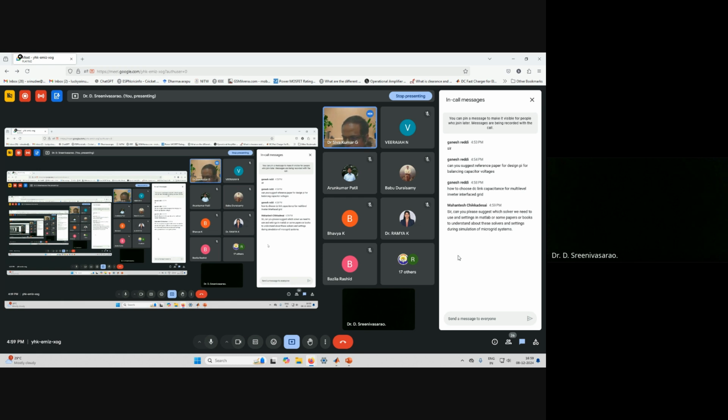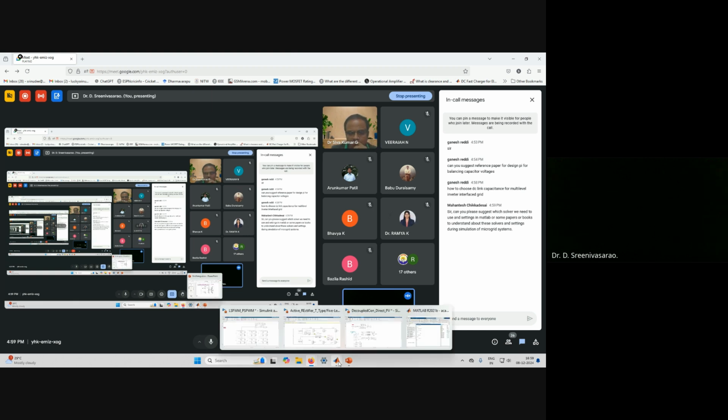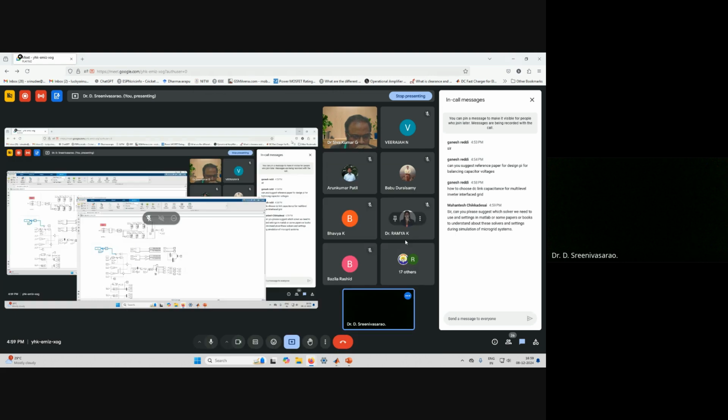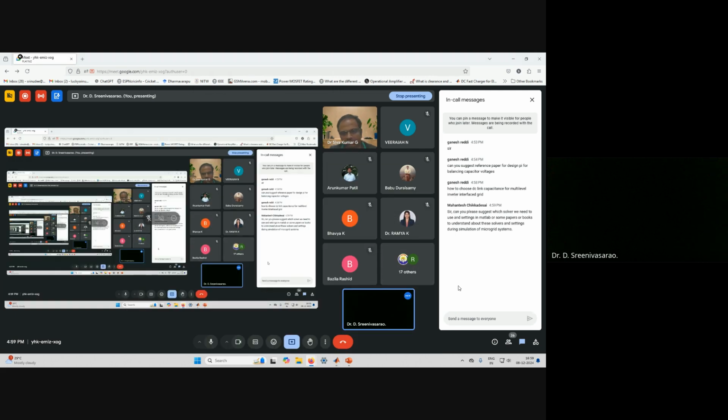Yes, sir, there is a question. Solver settings. We can normally use ODE23t, which is normally used as the solver for power electronic applications, right?